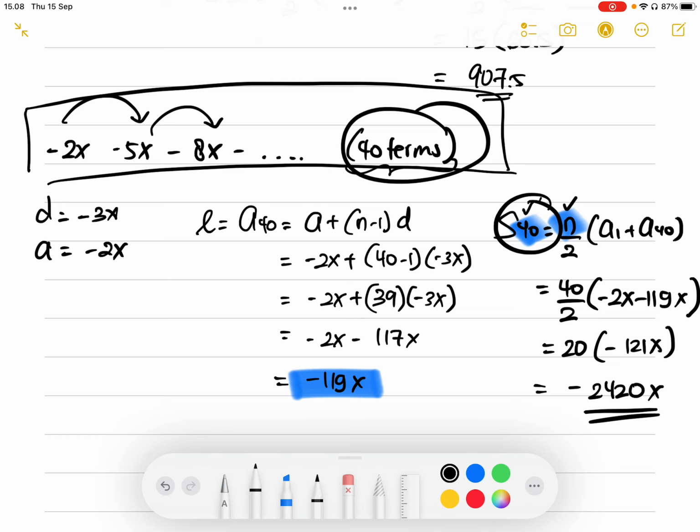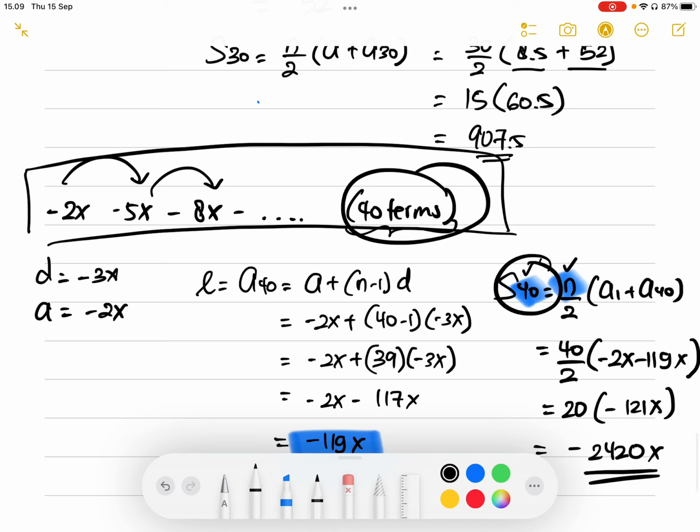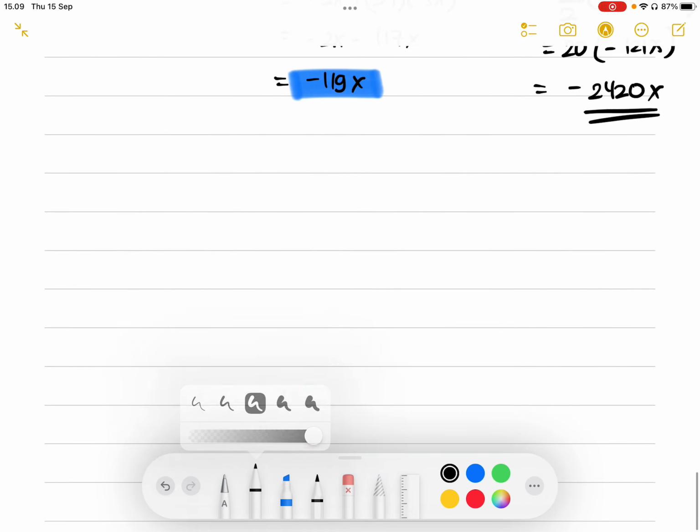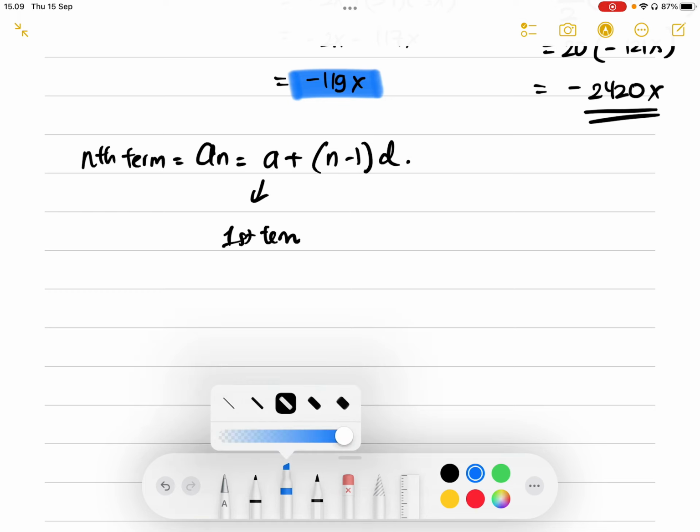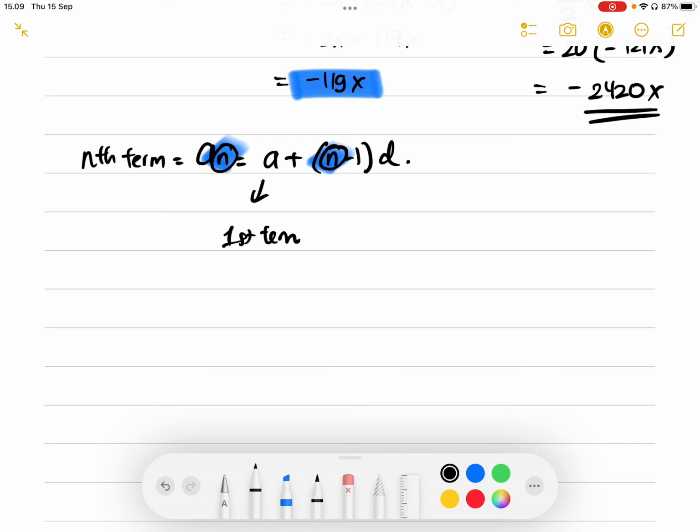Okay, this is about arithmetic progressions. So remember the few formulas that you have to remember. The nth term, which I normally say as an, is a, which refers to the first term, add n minus 1 times the difference. So if this one is the first term, this one is 1. If this one is the second term, then you sub in n equals 2. Okay, so this is the first formula.